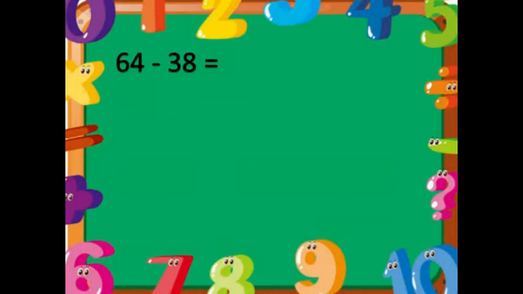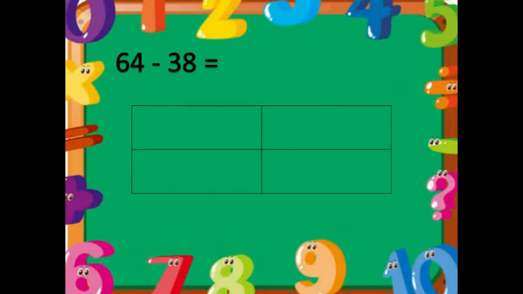So another example, we have here 64 minus 38. Again, we will place it in our place value chart. In 64, 4 is in the ones and 6 in tens. In 38, 8 is in ones and 3 in tens. Now, let's start to subtract the ones. Again, here we have 4 and 8. We cannot subtract 8 from 4. So what we're going to do is regroup 6, or borrow from 6. So we are going to borrow 1 from 6, or 10.